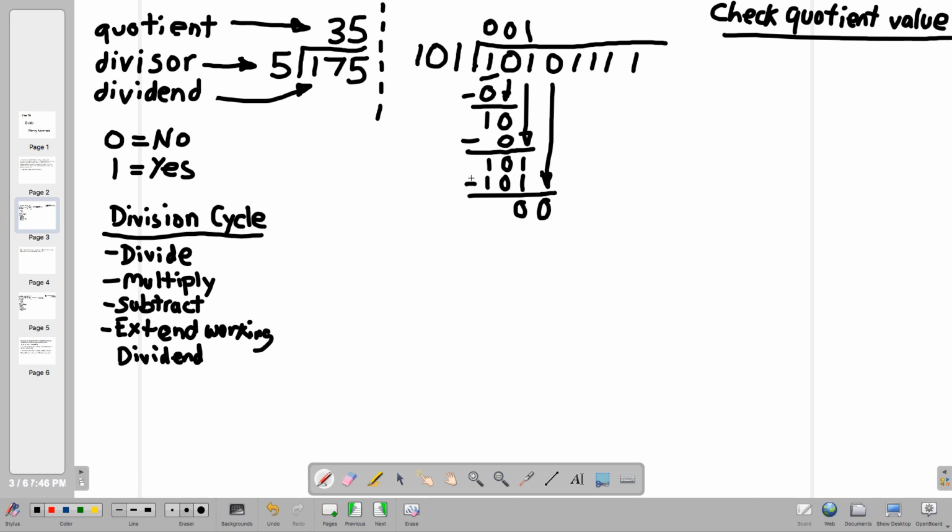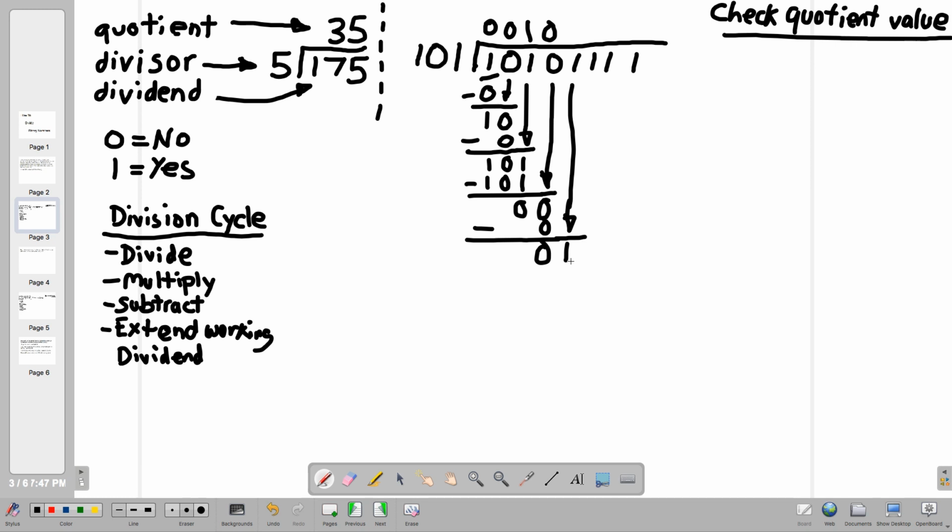Does 5 go into 0? The answer is no. So we put a 0 here at the top. And then next step is multiply. 0 times 5 is 0. And then we have 0 subtract 0 is 0. And then we extend the working dividend. So bring down the 1. So it goes right here. So we have the value 1.